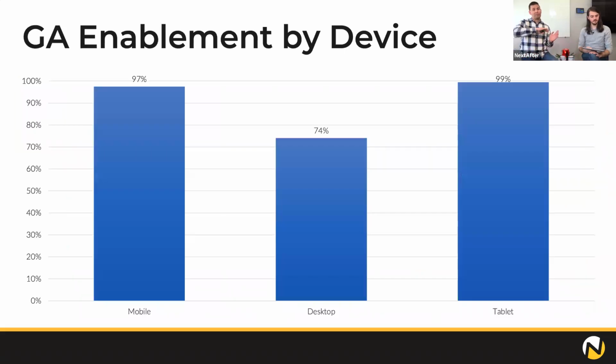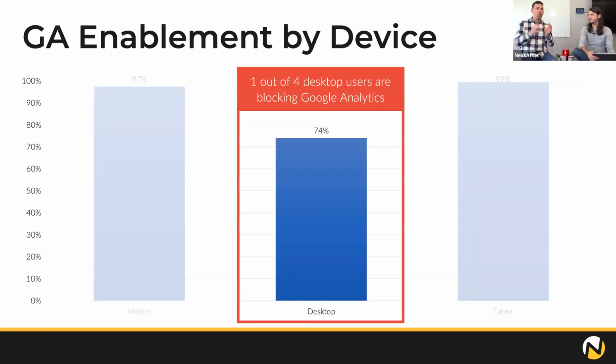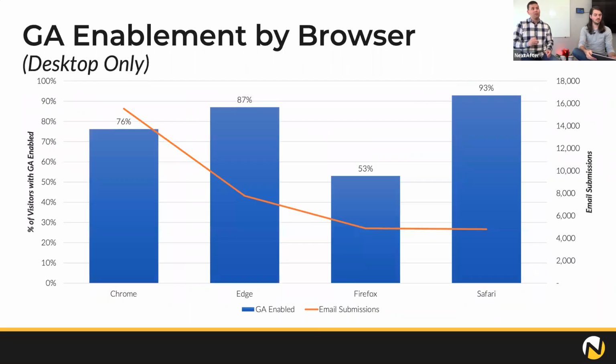So when we stopped looking at it by channel and looked at it instead by the device, all of a sudden things started to click. Mobile was 97% likely to let us track. A tablet was 99%. We were getting 1 out of 4 desktop visitors blocking our traffic when visiting our site. 1 out of 4 of our visitors are preventing us from tracking them. That's huge, significant.